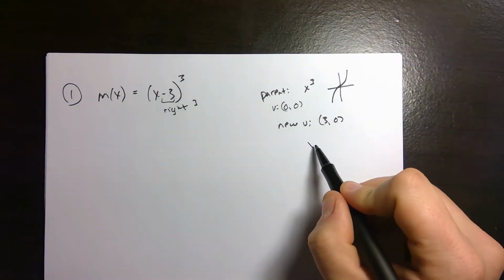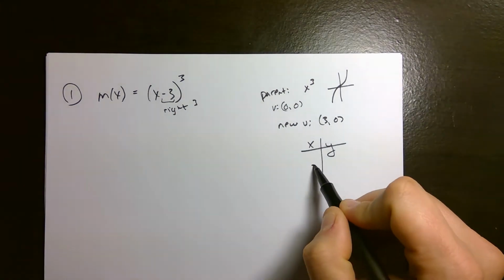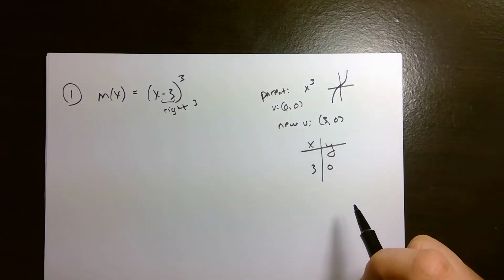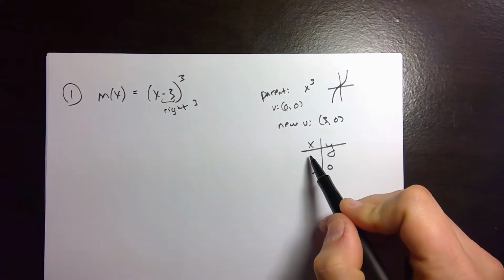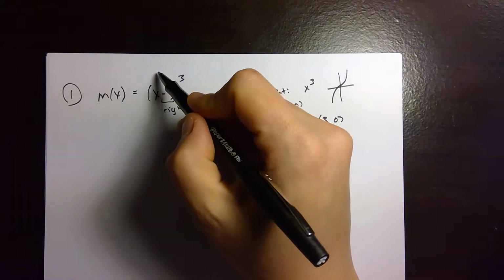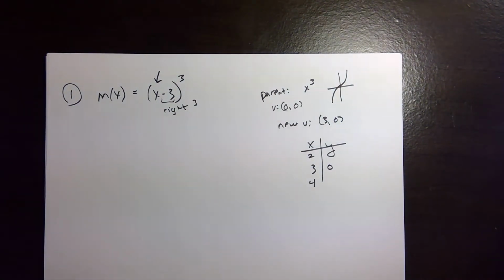And so since I have my new vertex, I can pick some x values. I'm putting my vertex in the center of this xy chart. I can pick some x values that are really close to 3. So let's pick the number 2 and let's pick the number 4. And then, of course, I'm going to put each of those into this, and I'm going to calculate.